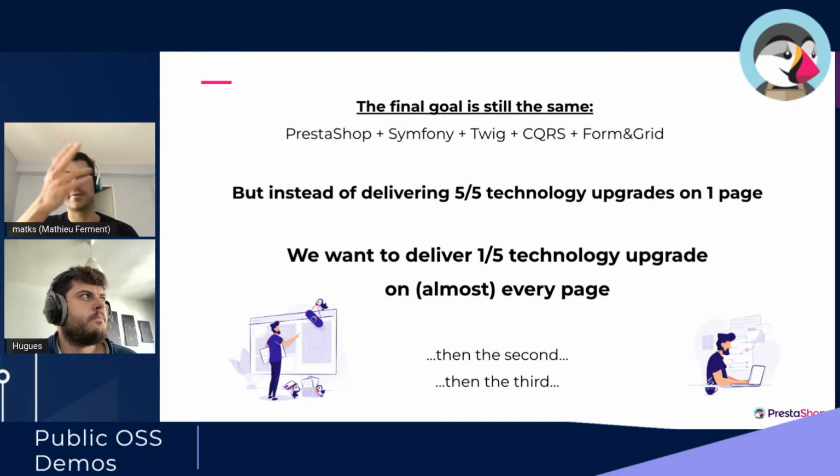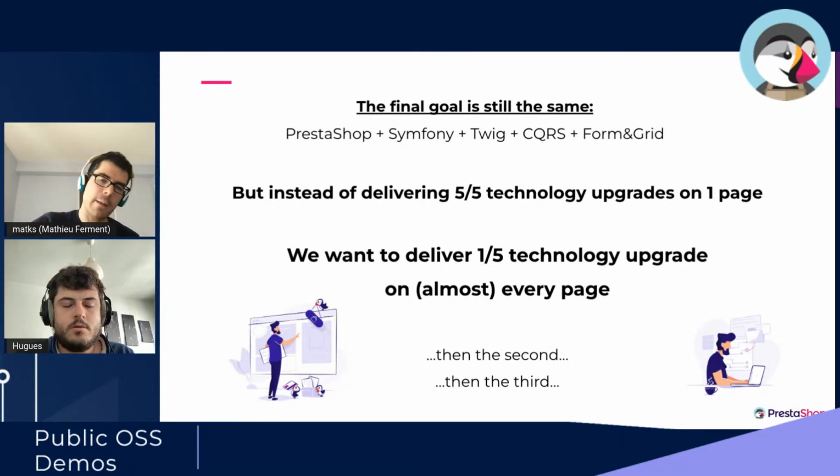Instead of delivering these 5 items in combination on one page and repeating, we aim with the horizontal migration to deliver them one item at a time, so it would be like Symfony or Twig or CQRS on almost every page, because on some pages it might not be possible or relevant. Then when we've delivered this item on every eligible page, we do this for the second, then for the third. While today's migration process is about taking all 5 items, Symfony, Twig, CQRS, Form and Grid, applying the 5 of them on one page, then moving to the next page.